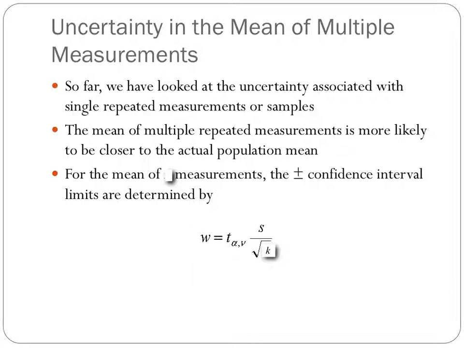So if we take k repeated measurements from that sample population and then we take the average of those k measurements, we can determine the confidence interval for this mean of multiple measurements by the standard method that we just used, except for now we're going to divide the standard deviation and the t-value by the square root of the number of samples that were used and taken and averaged together.